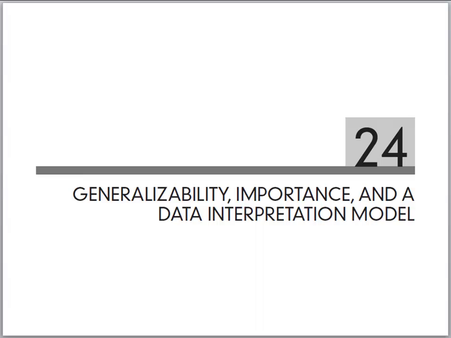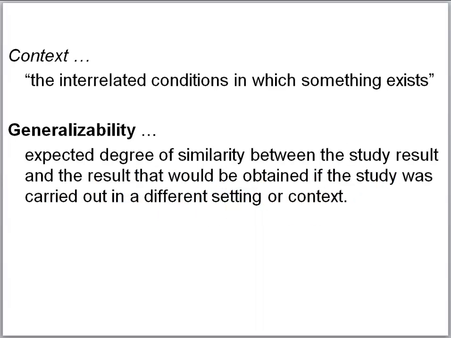Chapter 24 examines the generalizability of study findings and how one assesses that, then does the same regarding importance. How do you assess whether a given finding is important? And finally, we develop a data interpretation model.